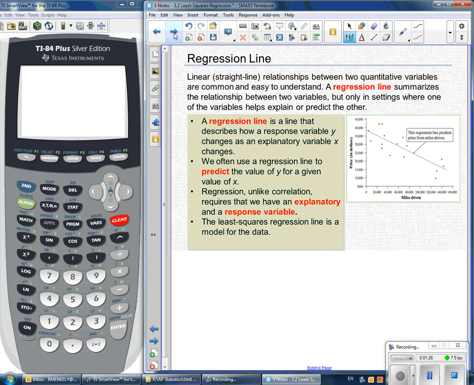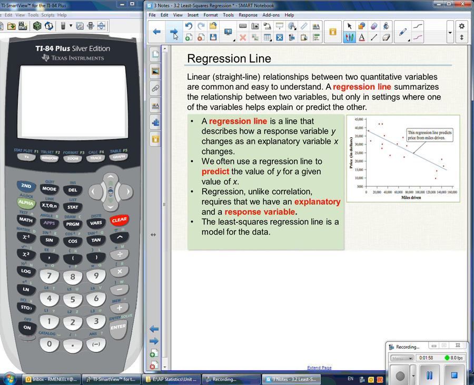Okay, first of all, let's understand what a regression line is. Obviously, linear relationships between two quantitative variables are going to be very common. They're also easy to understand. It's really obvious if something's a straight line. It's a little less obvious which function you would use to model a curve. But if it's a straight line relationship, there's only one function that we would use, and that's a linear model. So a regression line essentially summarizes the relationship between two variables, but it's only going to work in settings where one of the variables helps to explain or predict the other.